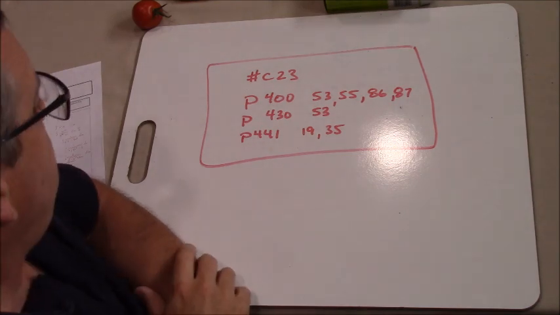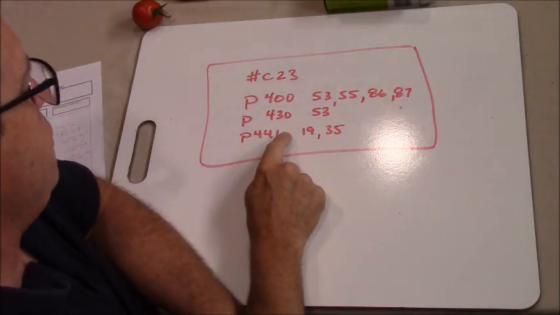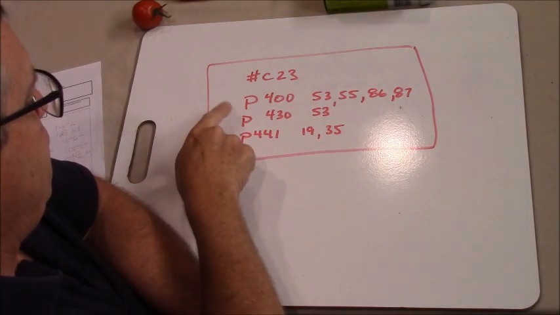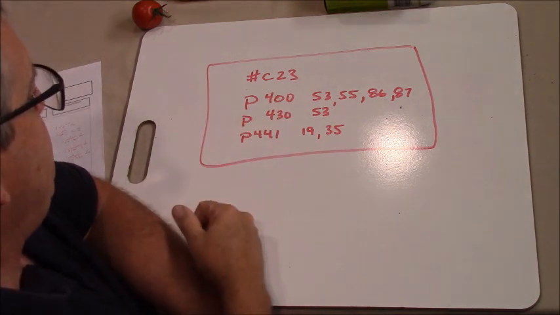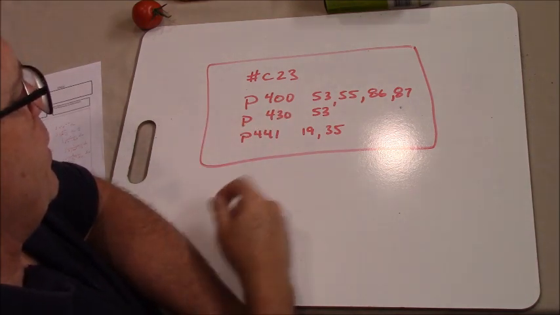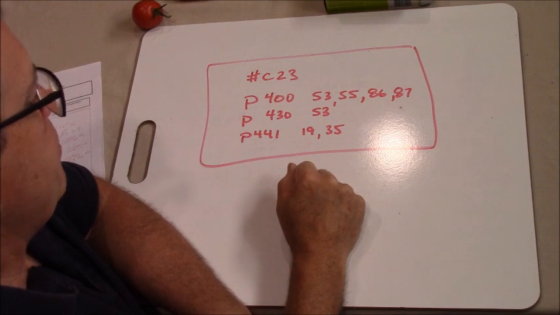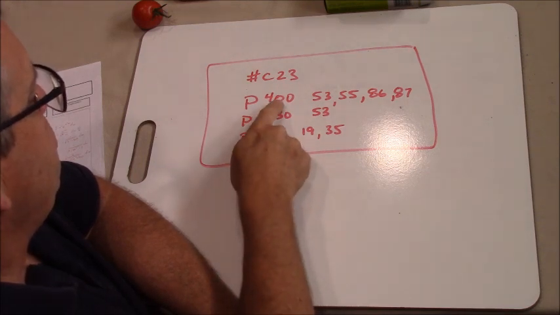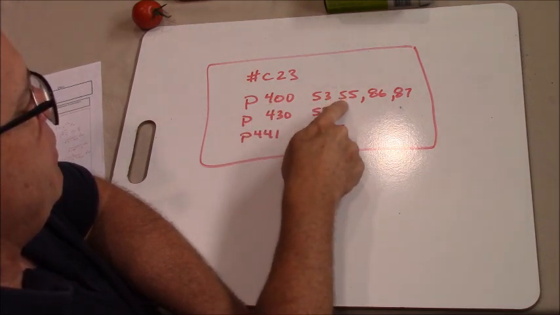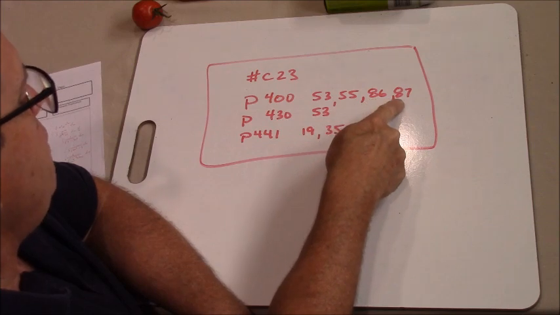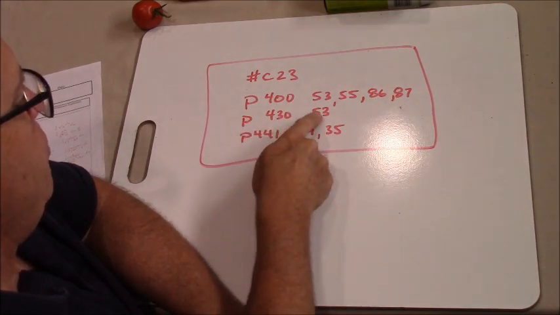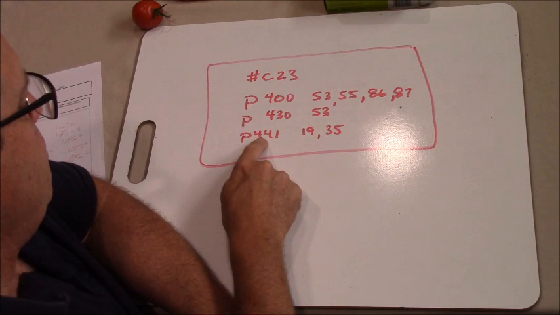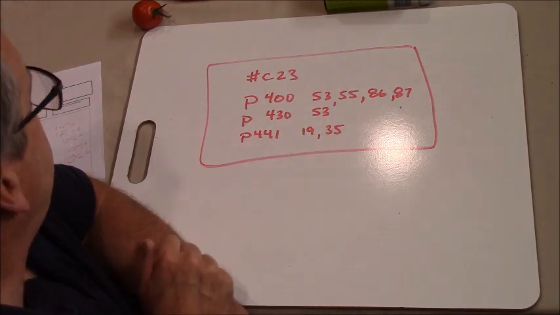All right, so here is our last review assignment. Because it came from Chapter 5 and 6, that's why I have a couple different pages here. But again, I just tried to pick out some decent problems for us to practice. So page 400, we're going to do 53, 55, 86, and 87. On page 430, we'll do just 53. And page 441, 19 and 35.